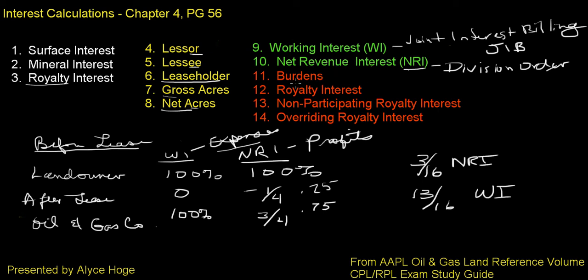And when we talk about any kind of royalty payment, that's known as a burden, because it burdens the working interest owner. So for example, the royalty interest in this case, 3/16, would be a burden that the working interest owner would have to pay. If there is a non-participating royalty interest owner, that is a burden that usually the landowner is going to have to pay. And if there's an overriding royalty interest, that's going to be a burden that the working interest owner, the oil and gas company, is going to take care of.